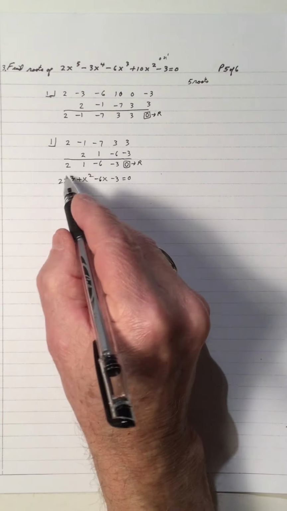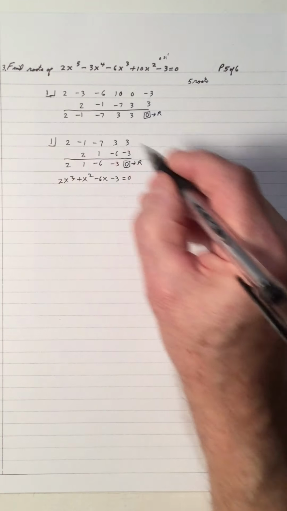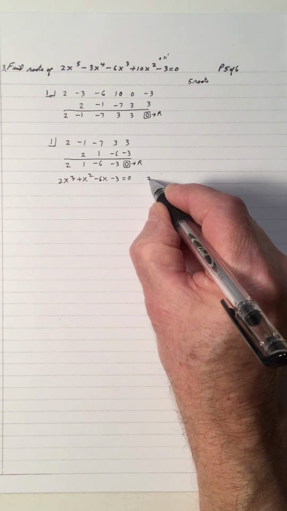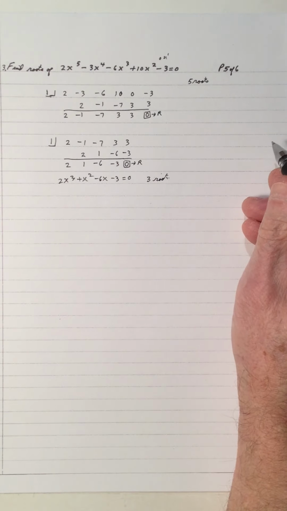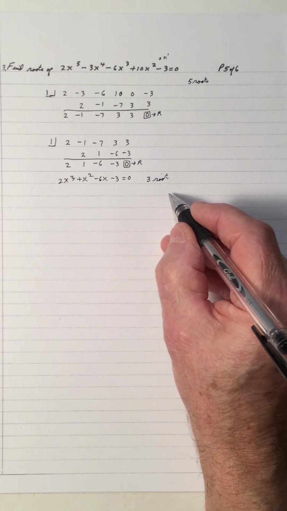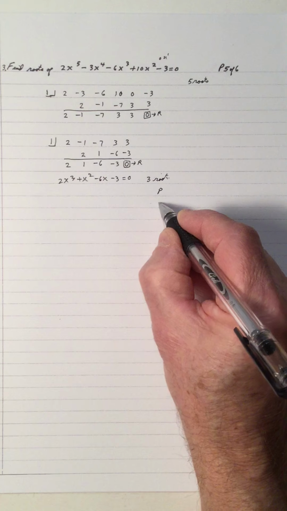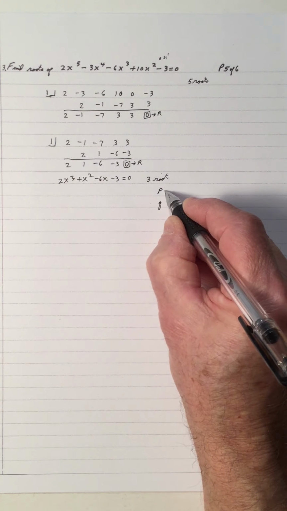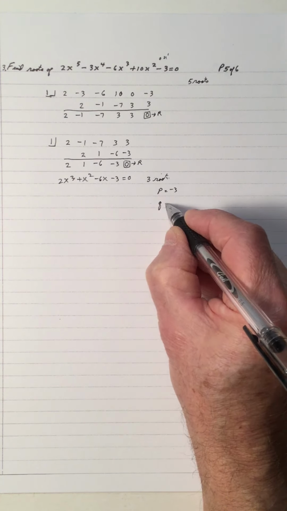So now we got 3 roots. So there's 5 roots altogether, but we already found 2. So now on this equation, there's only 3 roots left to find. So what are the possible roots? Well, the possible roots are the factors of p and the factors of q. So p is -3, q is 2.